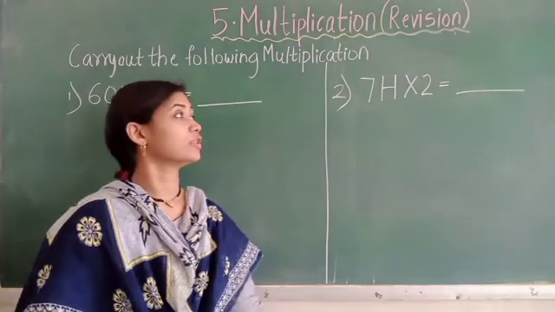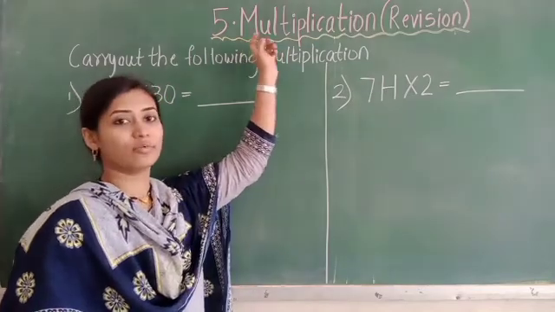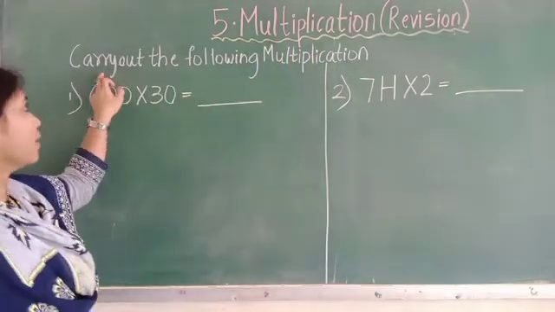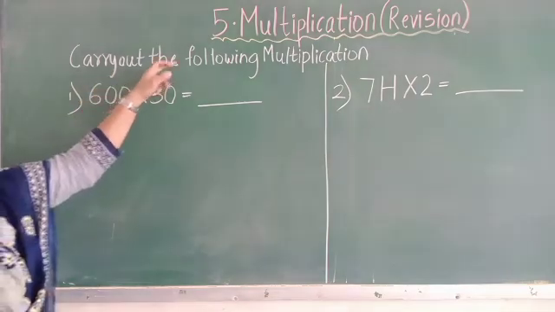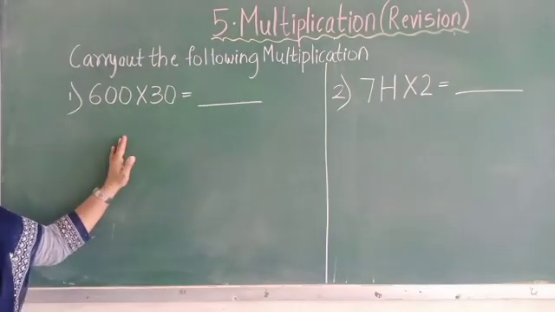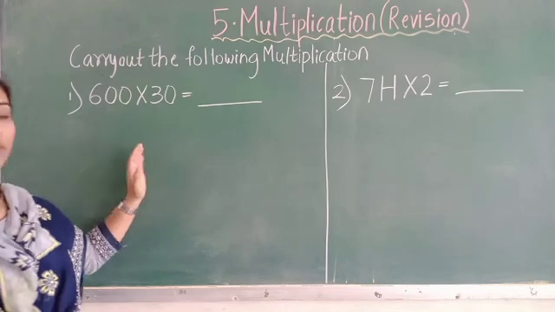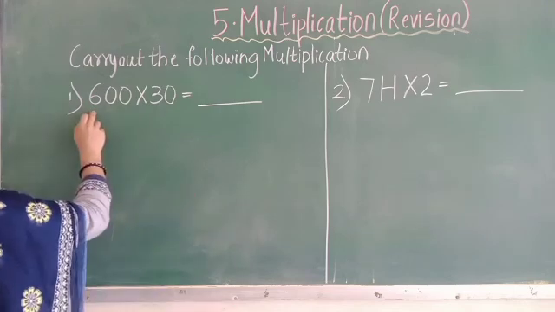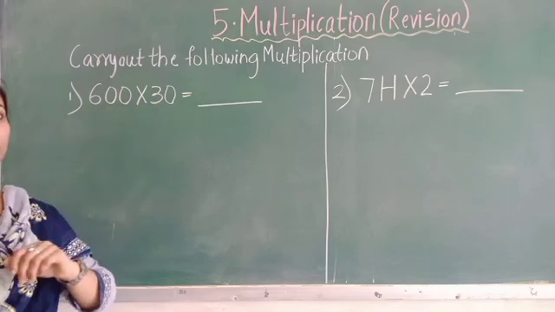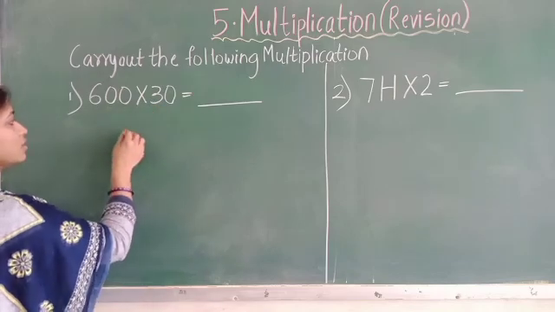Now we will start with the revision of our lesson number 5, multiplication. Today we will do the revision. Now here, carry out the following multiplication. Now this we have already finished, but today we will be doing the revision. Now here, what is the question given? 600 multiplied by 30. Do you remember how we have done this?